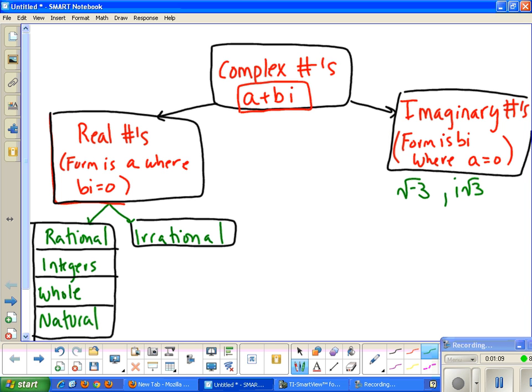And we know that every number can be written in complex number form because for a real number, if we had the real number 3, we could write 3 plus 0i, or if we just had i root 3, we could write 0 plus i root 3. So that's the chart.